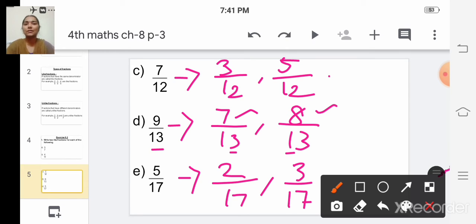Like fractions are nothing but fractions that have the same denominator. The denominator should be same. The only thing we can change is the numerator.